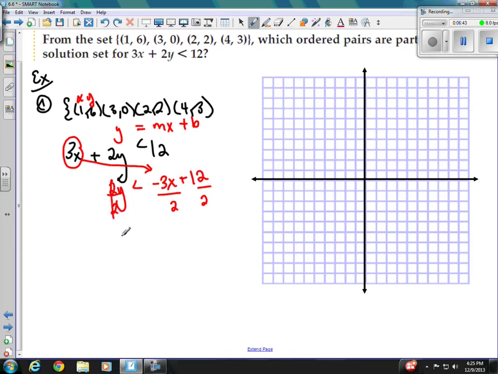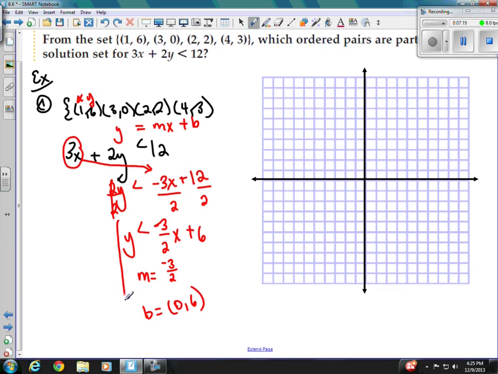So 2's cancel. Y, and then we always check we divided by a positive, so my inequality symbol stays the same, is less than, because it points to the y, calling him little, so y is less than negative 3 over 2 (doesn't reduce), so negative 3/2 x plus 12 divided by 2 is 6. So step 1, get it in slope-intercept form, we're good. Step 2 is to find your m and your b. So m is negative 3 over 2, and our b is (0, 6).